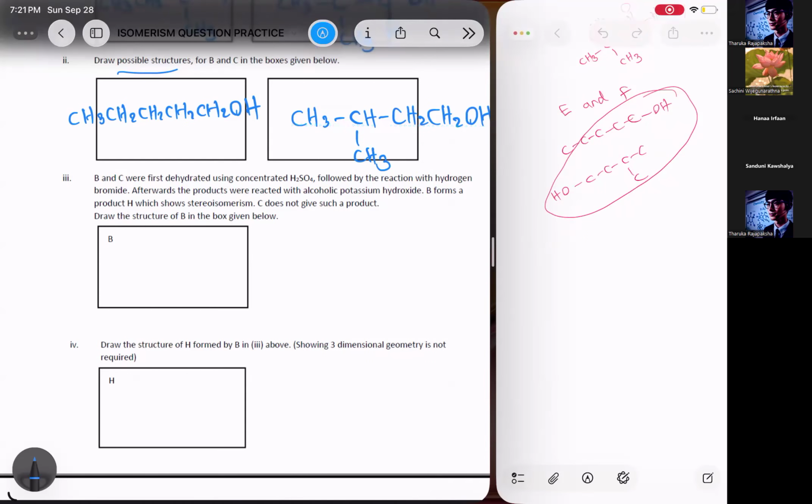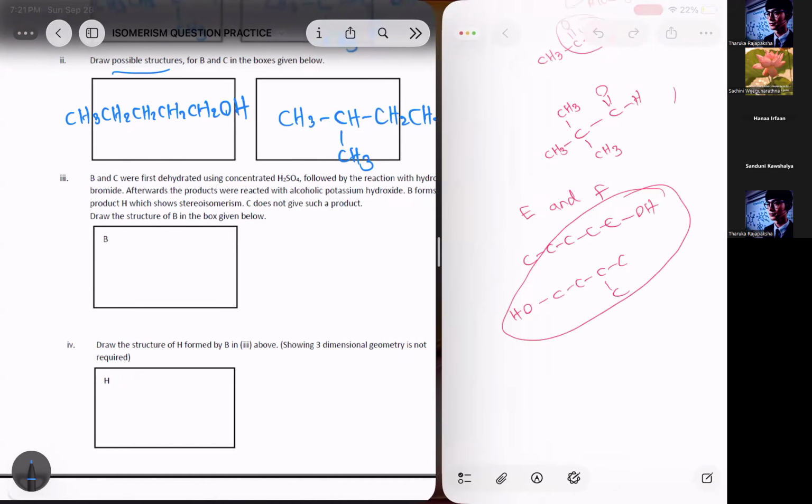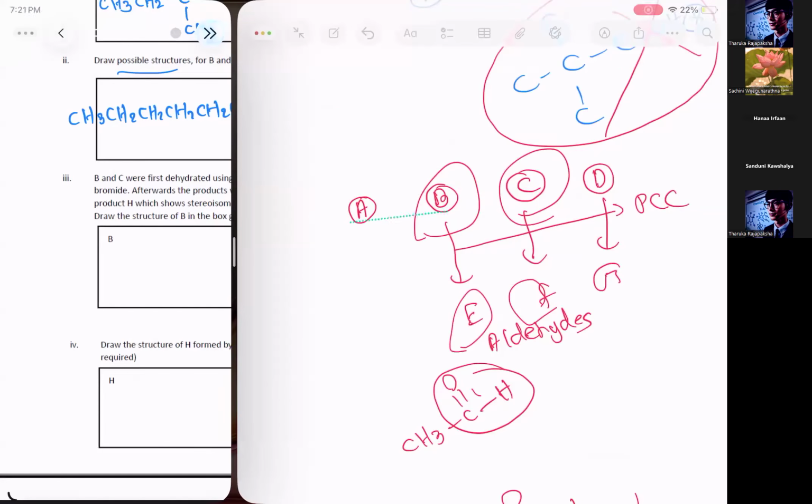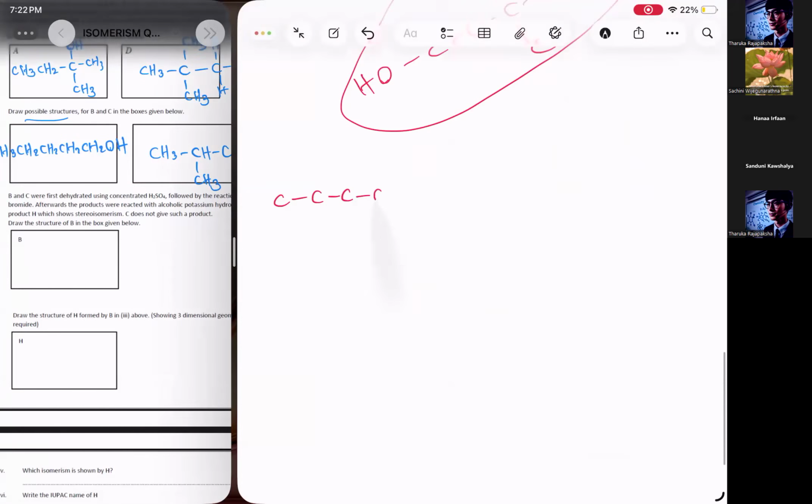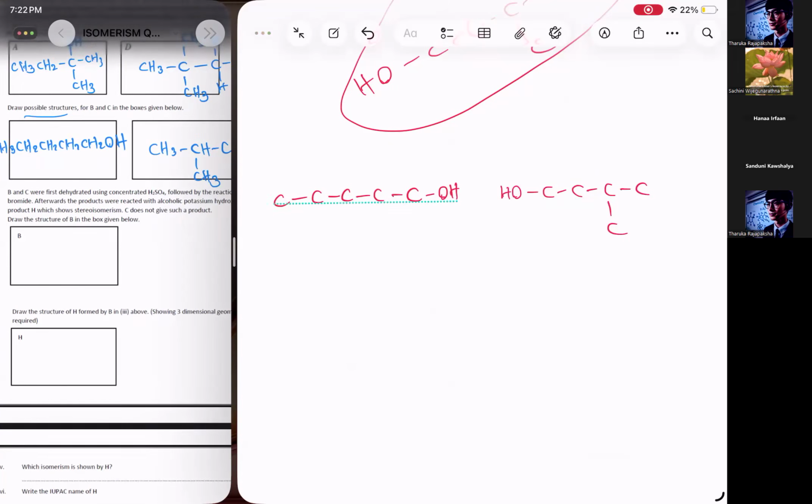Right, dehydrated. Let's draw separately for them after dehydrating. So here C, 1, 2, 3, 4, 5, OH. C, OH. First, concentrated H2SO4. So when you put conc H2SO4, it will form an alkene. Like this. This one will also form an alkene.